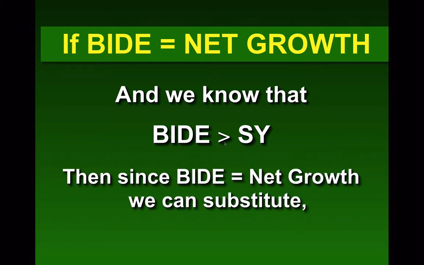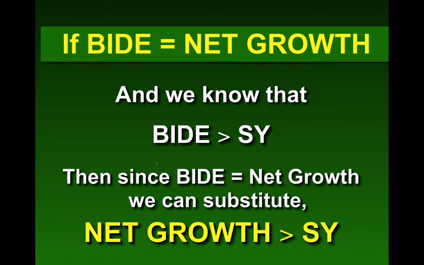So then we can substitute. We know that BIDE equals net growth, and BIDE also equals sustained yield. So we also know that net growth is greater than, we can substitute net growth for BIDE, and we get net growth is greater than sustained yield.